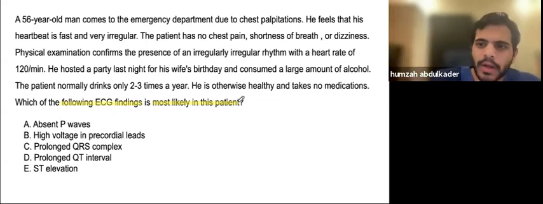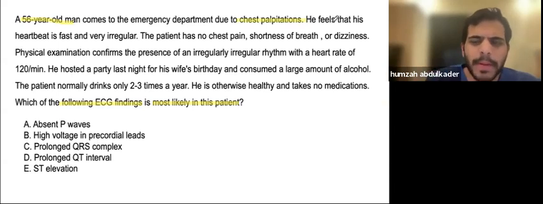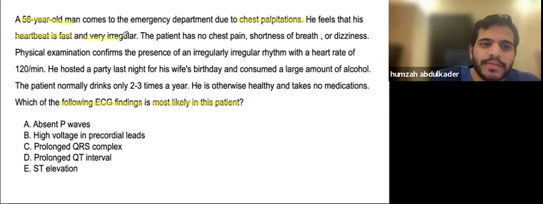Okay, after that, you want to go to the patient. Who is he? A 56-year-old man. Why is he here? What's his chief complaint? He's coming here with chest palpitations. Now, in general, when it comes to palpitations, you want to find out what they mean by palpitations, because it's such a vague term. Not everyone describes it the same way, but here it tells you very simply he feels like his heartbeat is fast and very irregular.